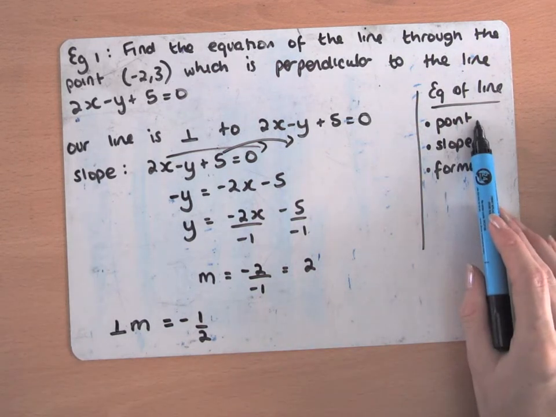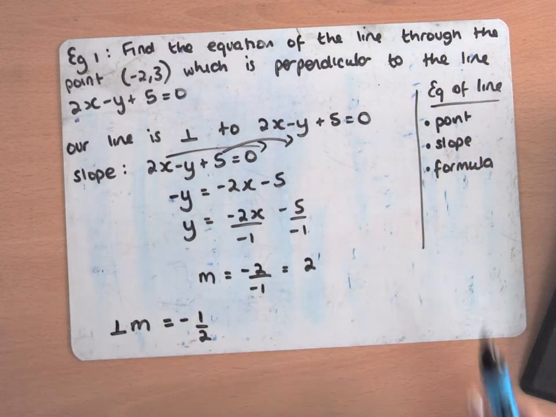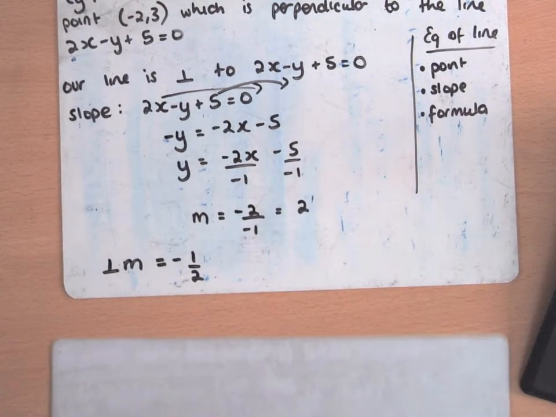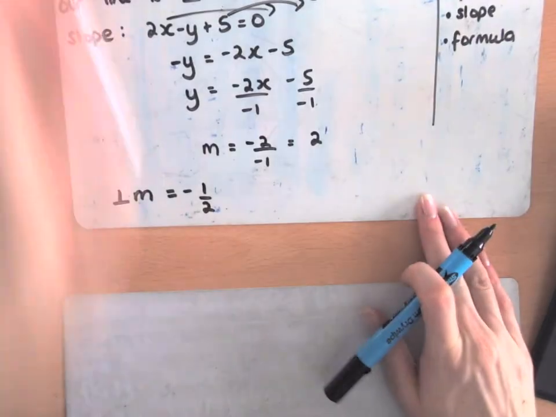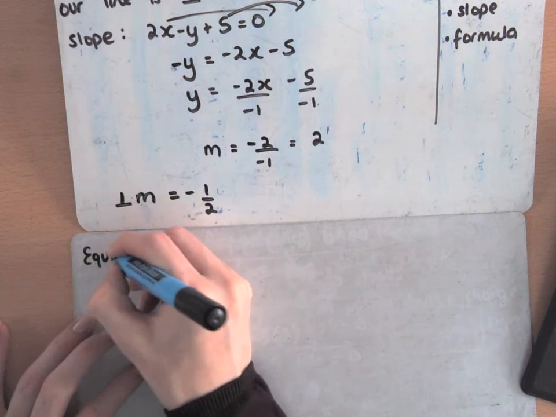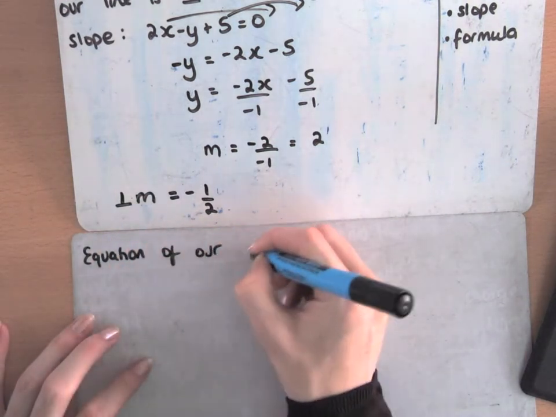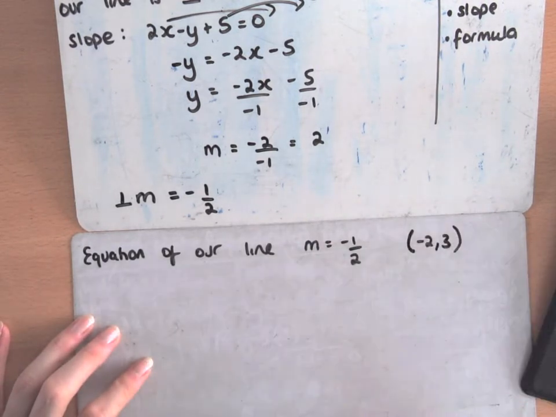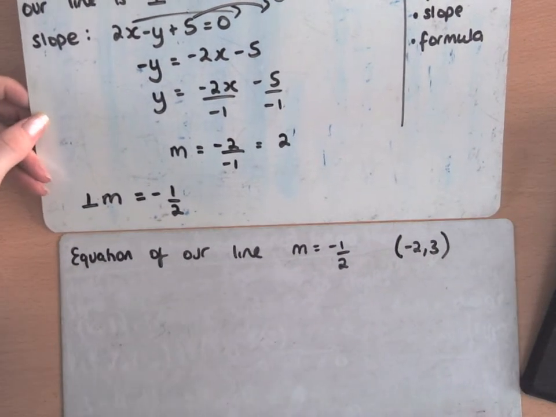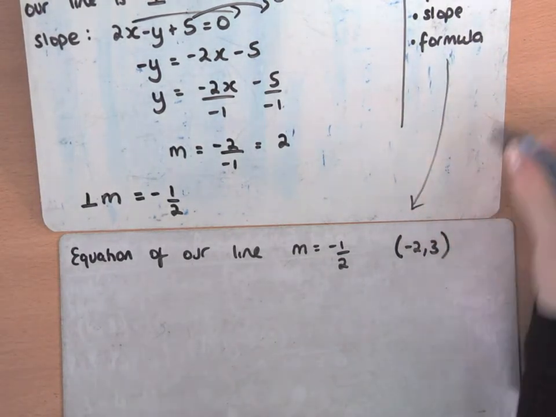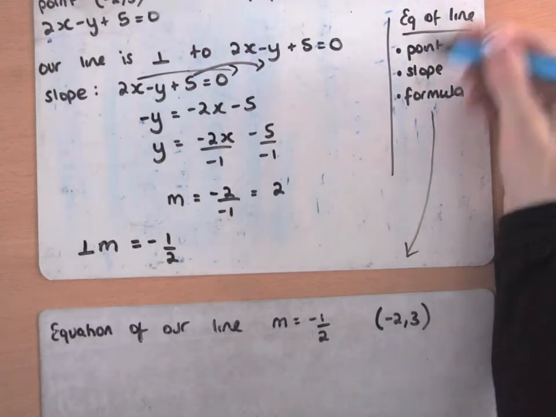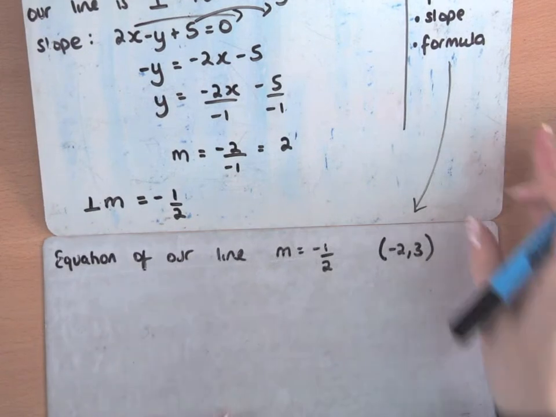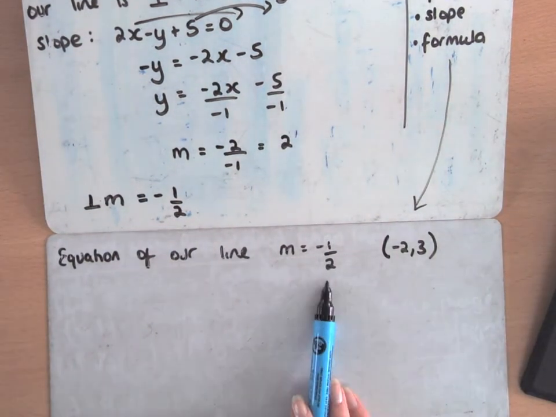Do we have a point? Yeah. So now we can do formula. Okay? So let's just keep going with this. I'm going to go underneath. Okay, so equation of our line now. We know the slope is minus 1/2 and the point is minus 2, 3. Okay, this is where I'm gone now. We're filling in here. We know point, we know slope, we know formula, so we can actually do the question. Okay, there's our slope, there's our point.